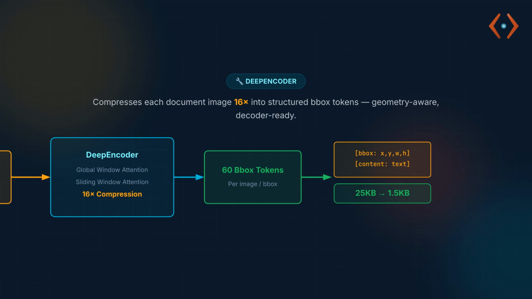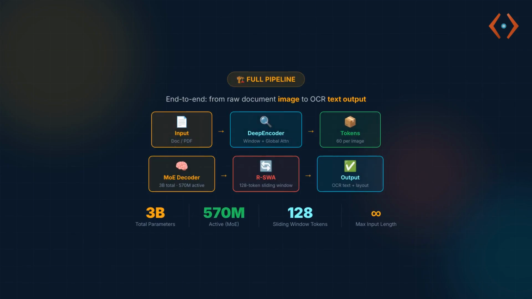It cascades window attention, VT, and global attention. 10,000 visual tokens compressed to around 600. That's what makes 40-plus page books feasible. The full model starts from DeepSeek OCR. 3 billion total parameters, only 570 million activated per token through the MOE architecture.